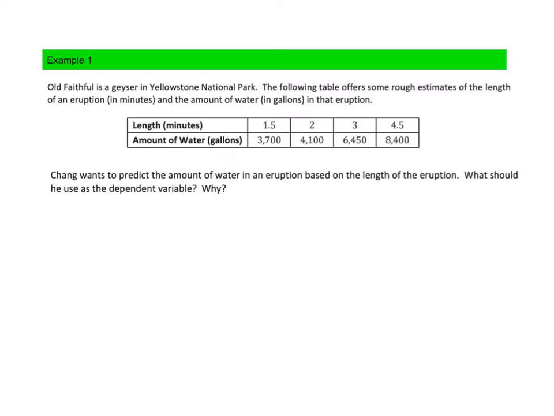Okay? Jing wants to predict the amount of water in an eruption based on the length of the eruption. What should he use as the dependent variable and why? So we have two things that we are comparing. We're comparing the length to the amount of water spewed when these geysers erupt. Which one depends on the other?